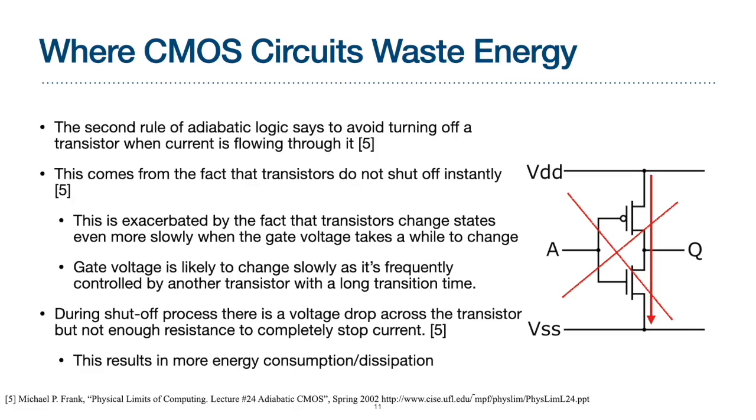The second rule of adiabatic logic says to avoid turning off a transistor when current is flowing through it. This comes from the fact that transistors do not shut off instantly. And this is exacerbated by the fact that transistors change states even more slowly when gate voltage takes a while to change. Gate voltage is likely to change slowly too, as it's frequently controlled by another transistor with a long transition time. During the shutoff process, there is a voltage drop across the transistor, but not enough resistance to completely stop current. This results in more energy consumption and dissipation.